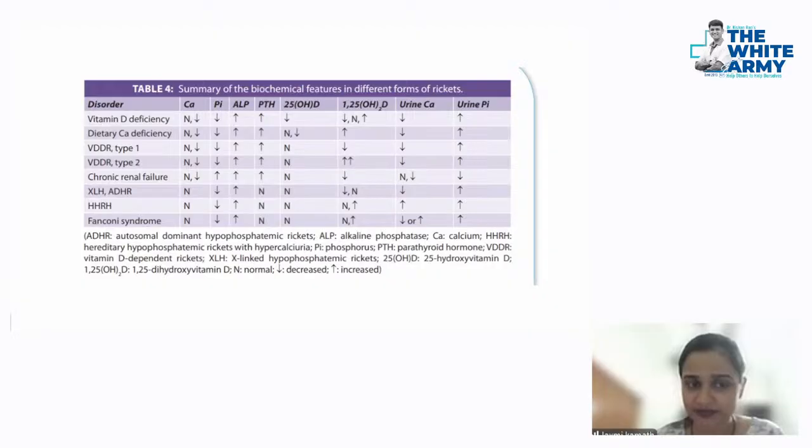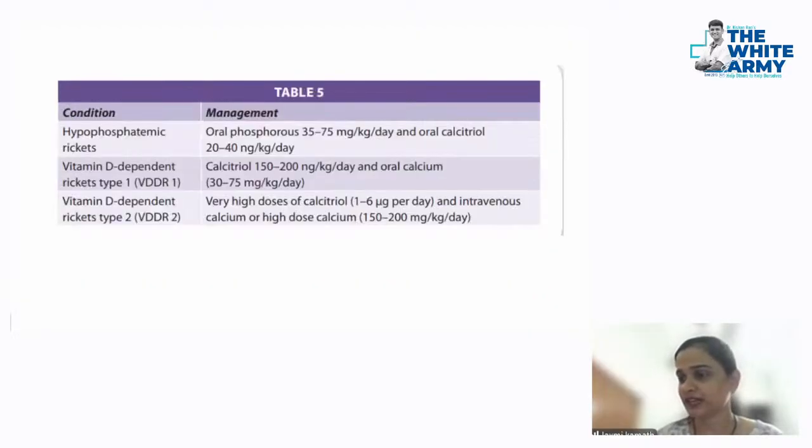You can go through this. If you have any doubts, we can always discuss this in detail again. So this is just a summary of the treatment of refractory rickets, that is hypophosphatemic rickets. We give a high amount of oral phosphorus and active form of vitamin D. In vitamin D dependent rickets type 1, we give active form of vitamin D because that is not produced. It is 1-alpha hydroxylase deficiency. In vitamin D dependent rickets type 2, we have too much vitamin D, but still the treatment is very high doses of calcitriol and IV calcium.